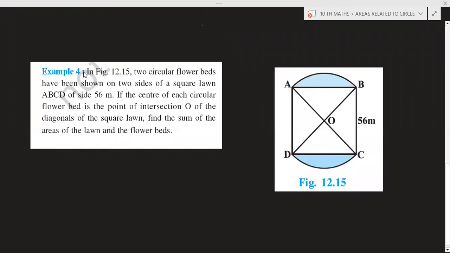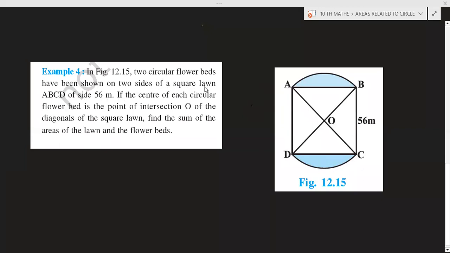Now this is example number 4 of NCERT. In this, it is given that in figure 12.15, two circular flower beds have been shown on two sides of a square lawn. So basically ABCD is a square lawn, and these are the circular flower beds.